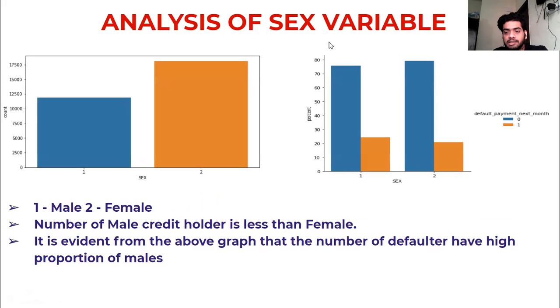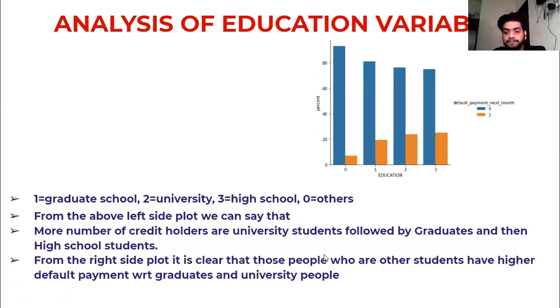Next is our analysis of the sex variable. The left side plot shows the sex data distribution, and the right side is the sex distribution with respect to our targeted default payment variable. So 1 is male, 2 is female. The number of male credit card holders is less than female. We can clearly see that, and it is evident from the above graph that the number of defaulters has a high proportion in males.